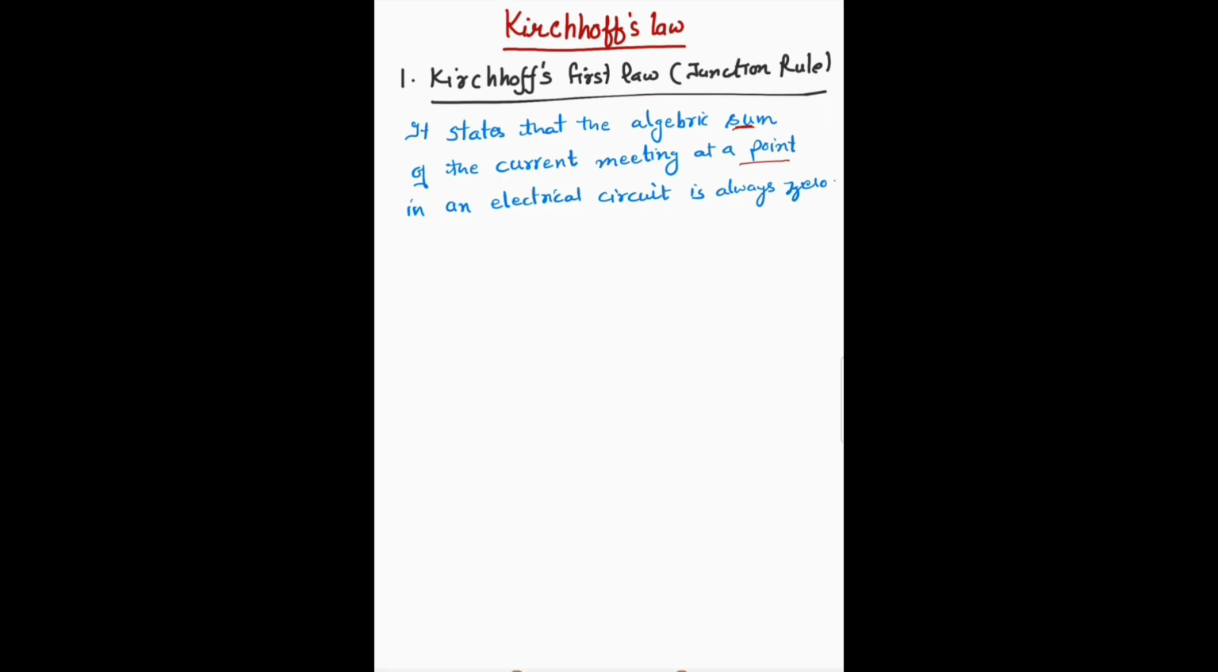to 0. To explain this, let us consider a point O in an electric circuit at which currents I1, I2, I3, I4, I5 are flowing through 5 conductors, each in a particular direction. Here, the current flowing in the conductor towards the junction is taken as positive, and the current flowing away from the junction is taken as negative.